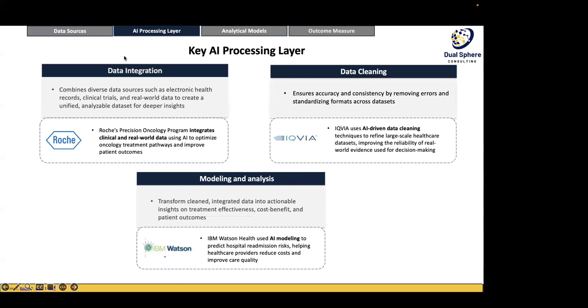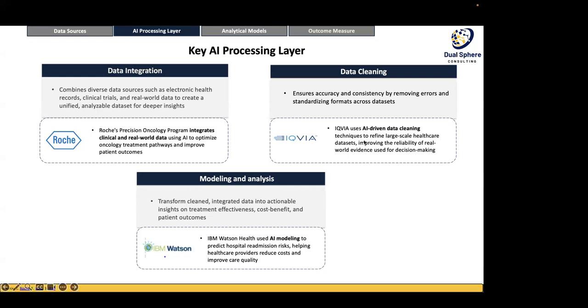Now, that was the example of data sources. Let's see the AI processing layer. So, for data integration, Roche's clinical precision oncology program integrates clinical and real world data using AI to optimize oncology treatment pathways and improve patient outcomes. I know of certain companies who are utilizing the real world data from these platforms to generate and help in patient support programs. How amazing and interesting it looks.